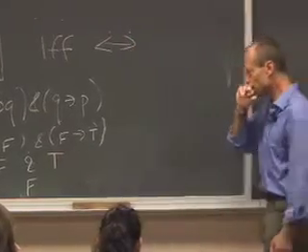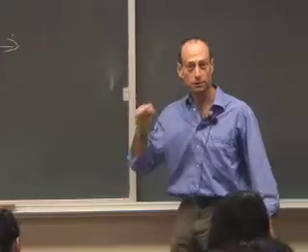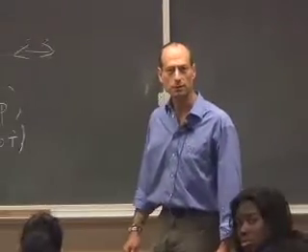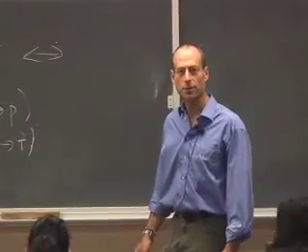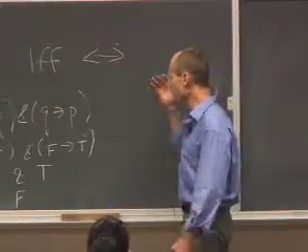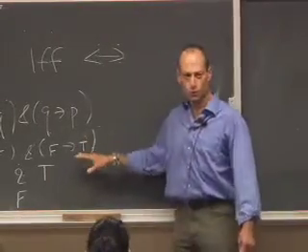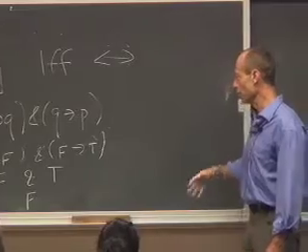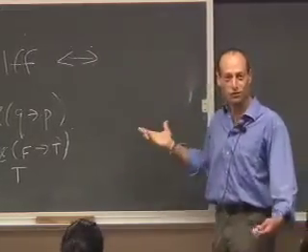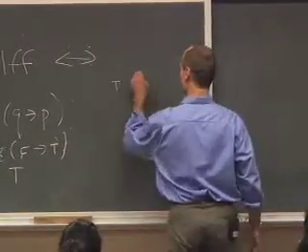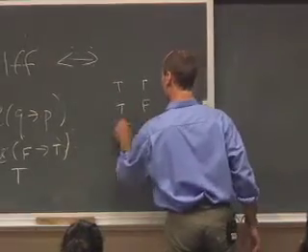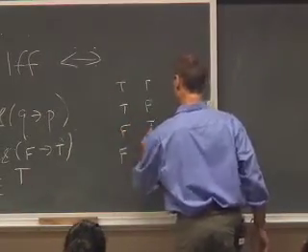Why does false imply true? Okay. So the question is, why does false imply true? One answer is that's how it's defined. Its truth table is true, true, true, false, false, true, false, false.